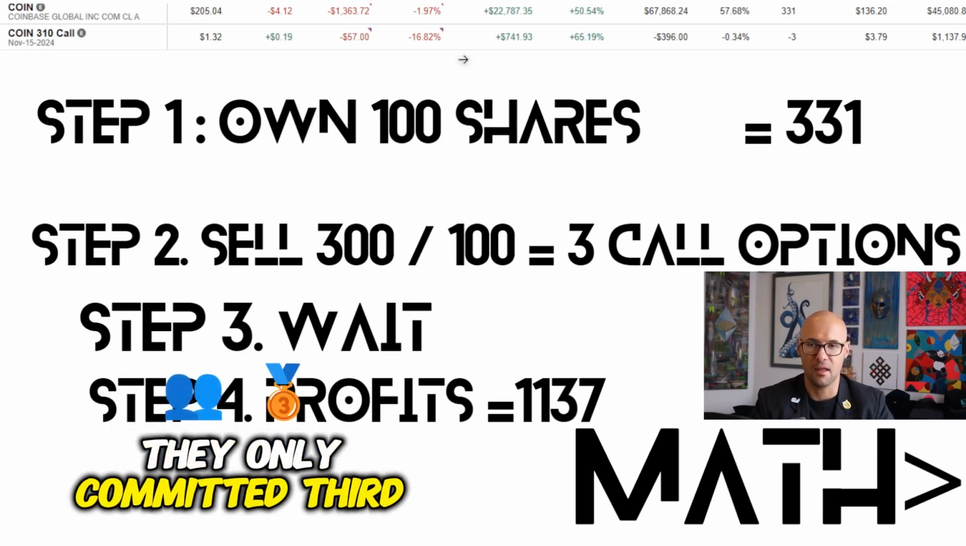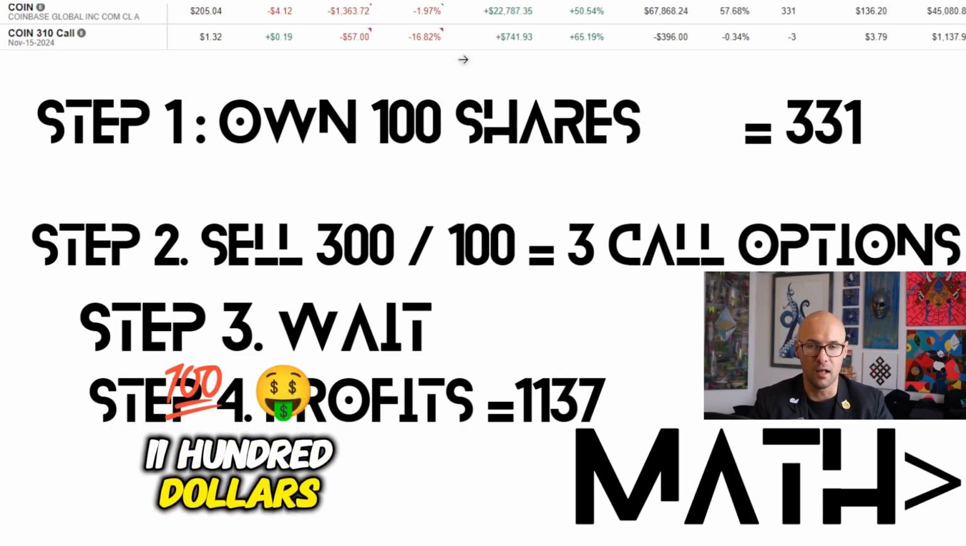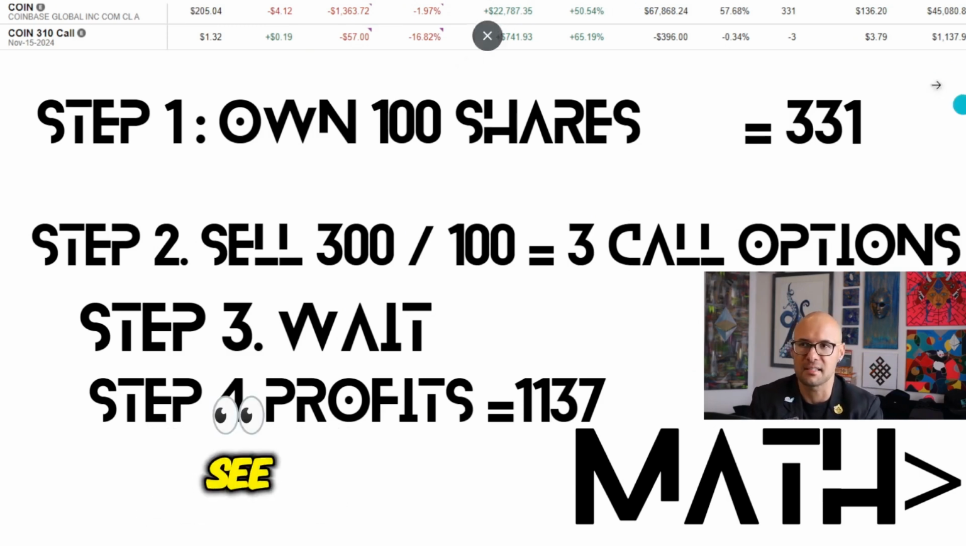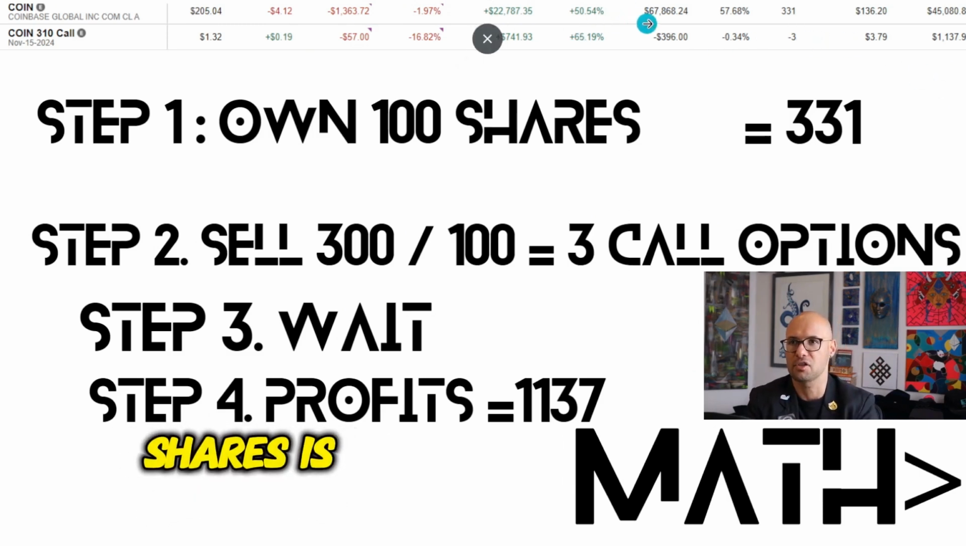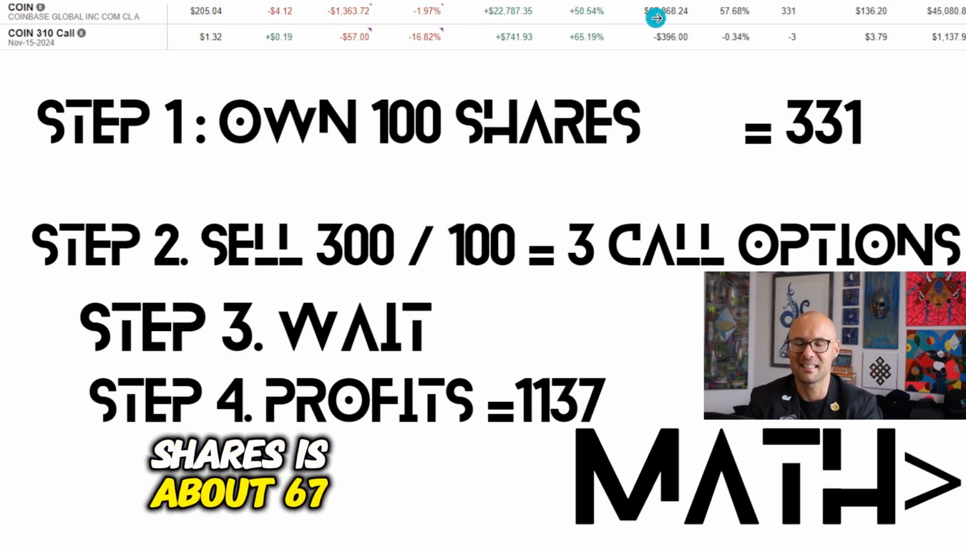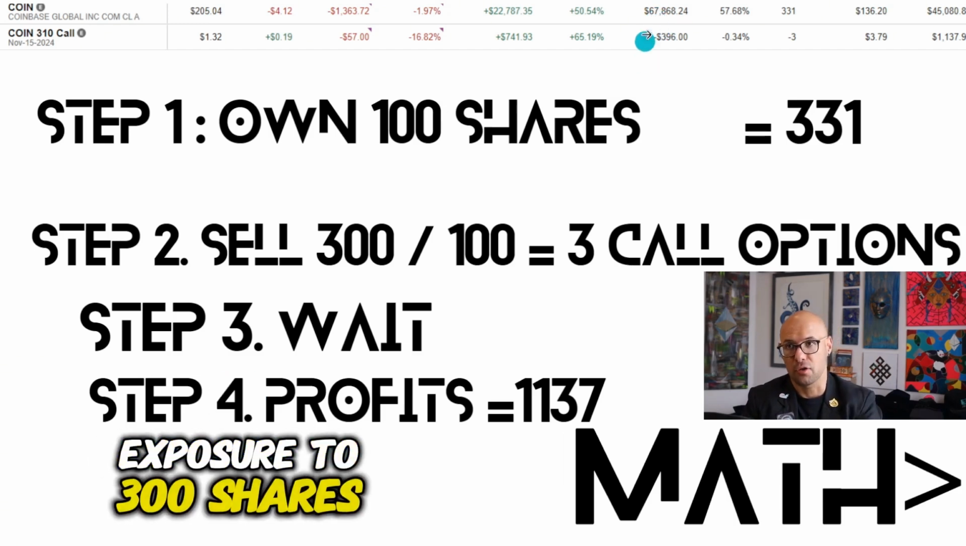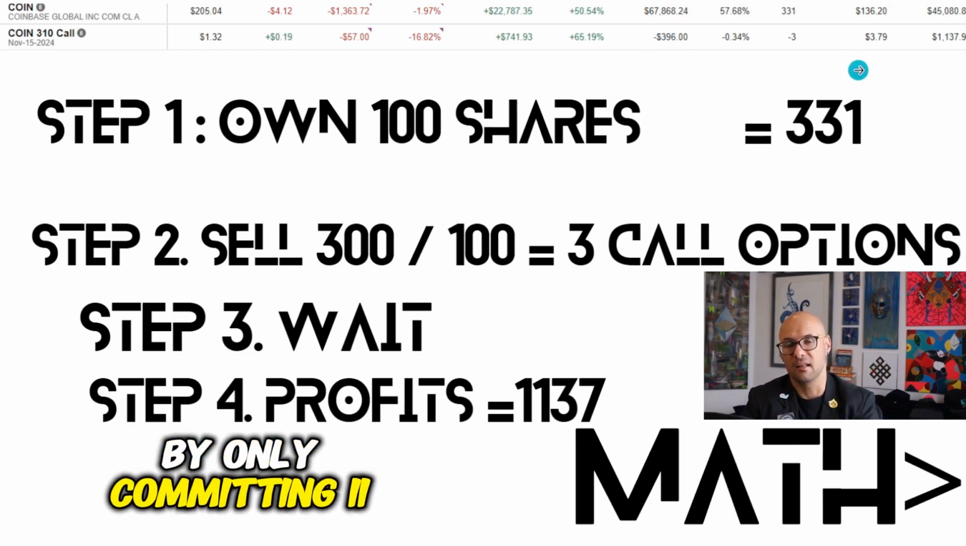They only committed $1,100 in order to control something like $70,000 of Coinbase value. As you can see, the value of 300 shares is about $65,000. They have the same exposure to 300 shares by only committing $1,100.